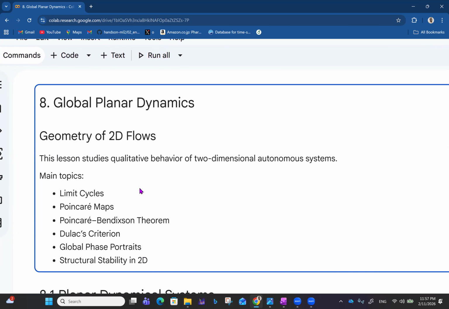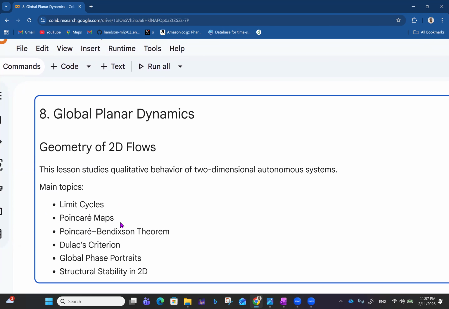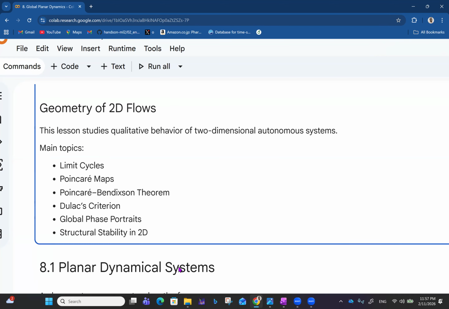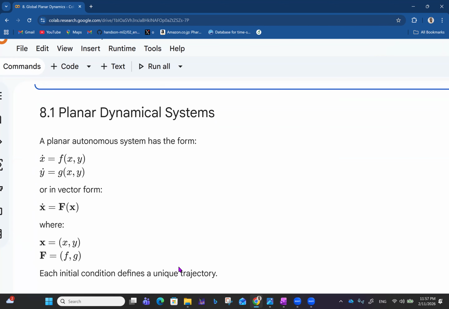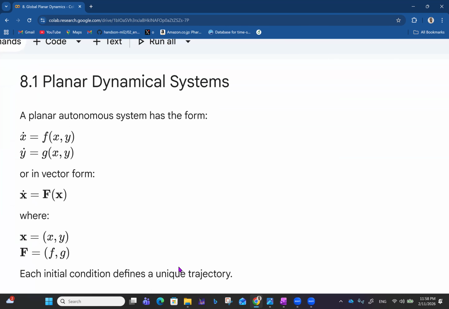The main topics we'll be looking at are things like limit cycles, Poincaré maps, Bendixson's theorem, Dulac's criterion, global phase portrait, and structural stability in two dimensions. So, straight to planar dynamical systems.